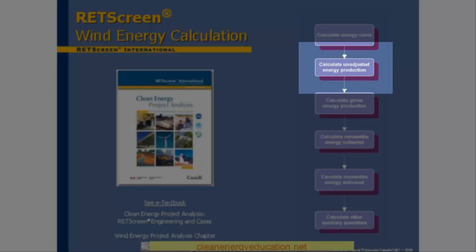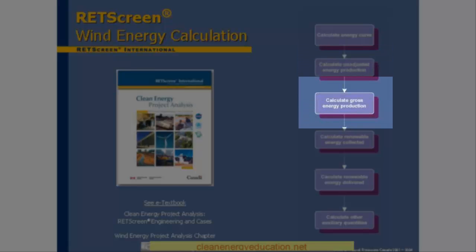Second, RETScreen determines the annual unadjusted energy production by locating the point on the turbine energy curve corresponding to the average wind speed specified by the user. This gives the unadjusted energy production for a single turbine. RETScreen multiplies this by the number of turbines in the installation.